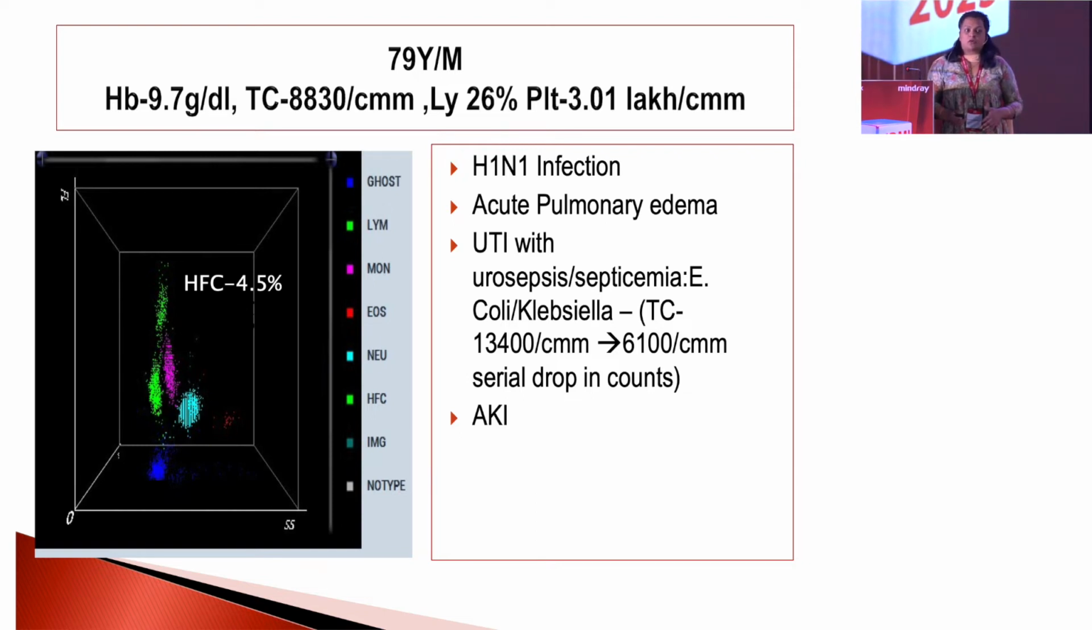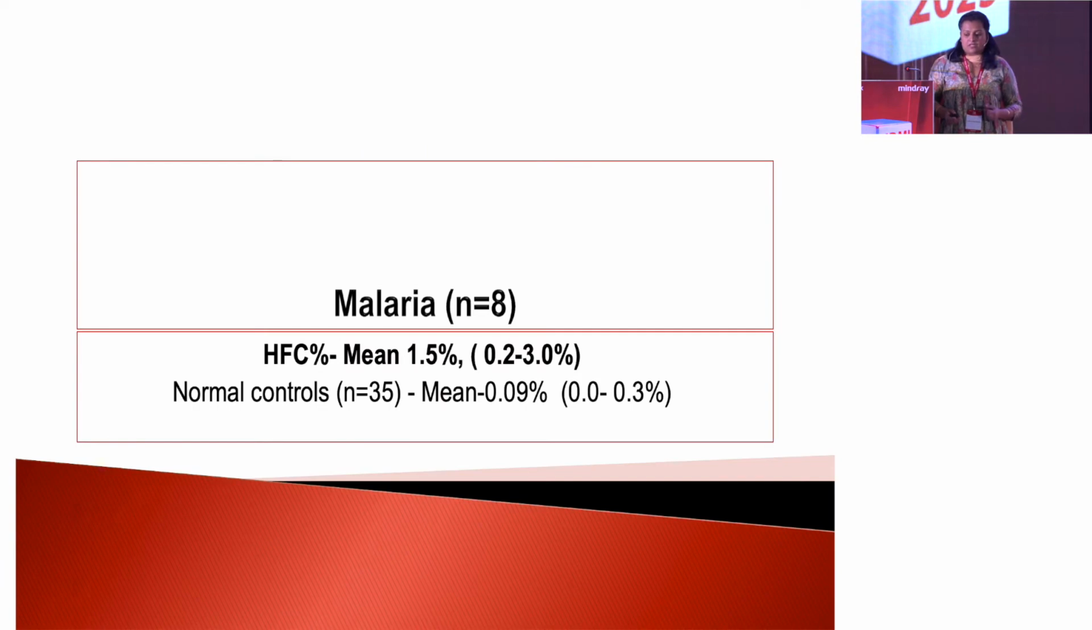He had serial drops in counts, and so his course of illness was severe. So this made us think that those patients who don't do well, who actually develop a severe illness, it is reflected in their HFC count, though this has to be evaluated in a larger group of patients.